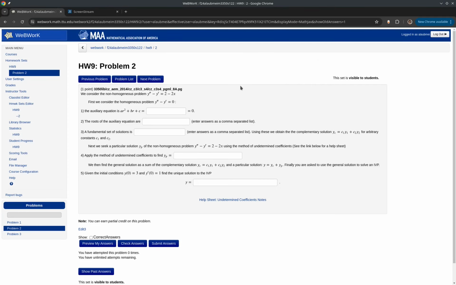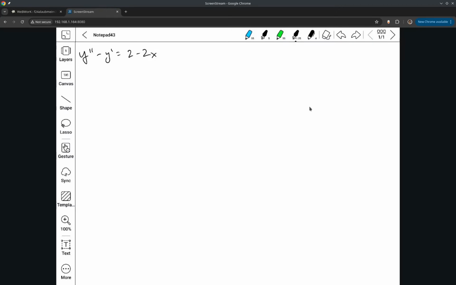All right, everyone. So the problems that were requested today are to do homework 9, problems 2 and 3. So I'm going to go ahead and get started first on this problem, problem 2, where we're given the equation y double prime minus y prime equals 2 minus 2x. So I've written that here.